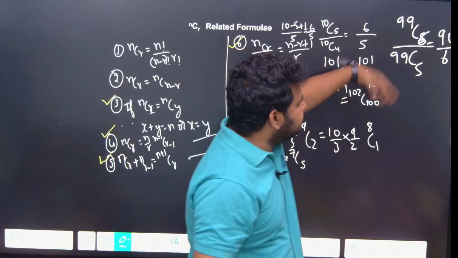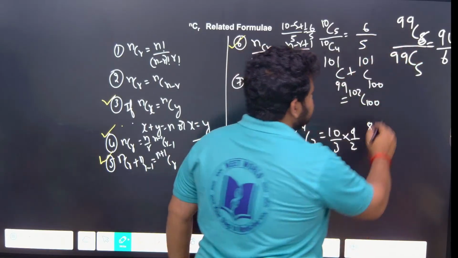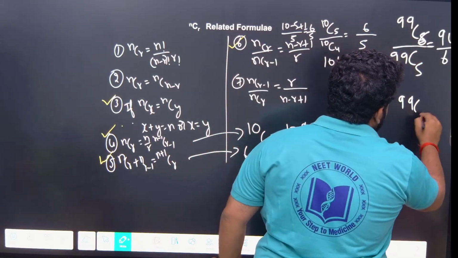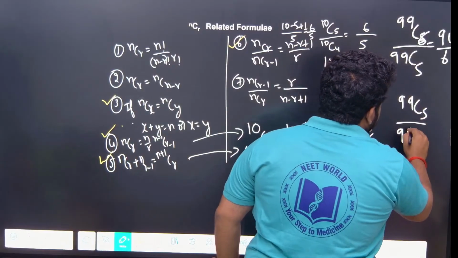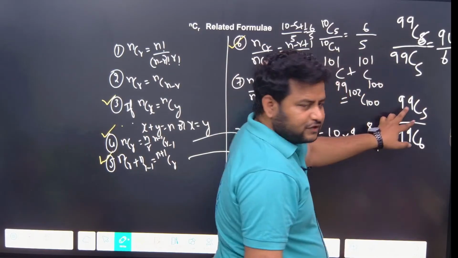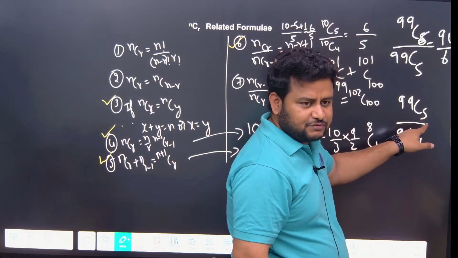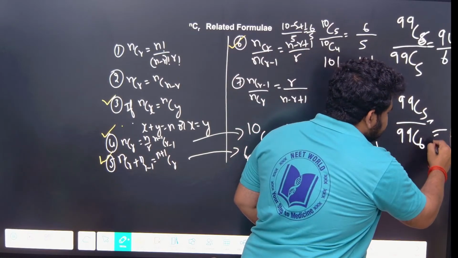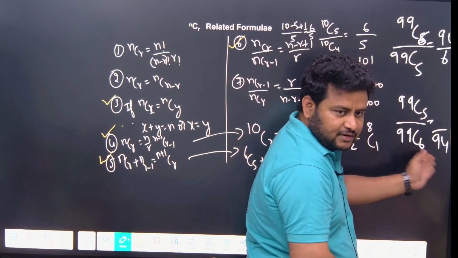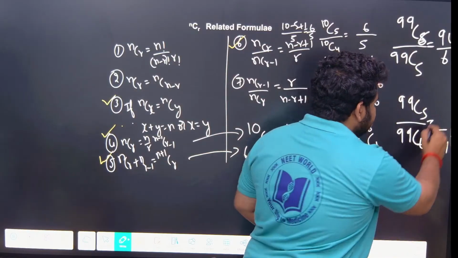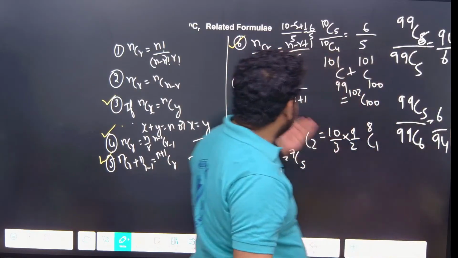Suppose if it is reverse. Suppose we are having 99C5 divided by 99C6. So you have to go for the lower value. 99 minus 5 is what? 94. Write in the denominator. What is in the denominator? Write in the numerator. This will become what? 6. That's all. So that is what the formula is here.